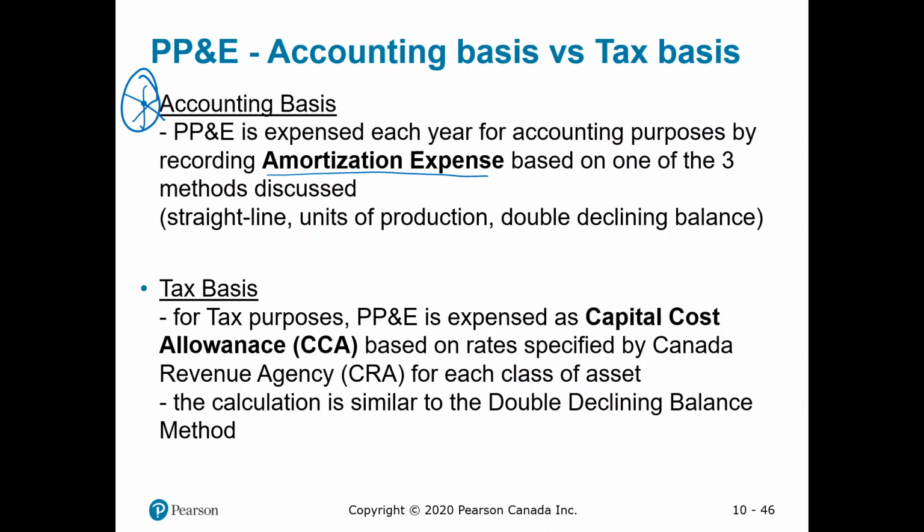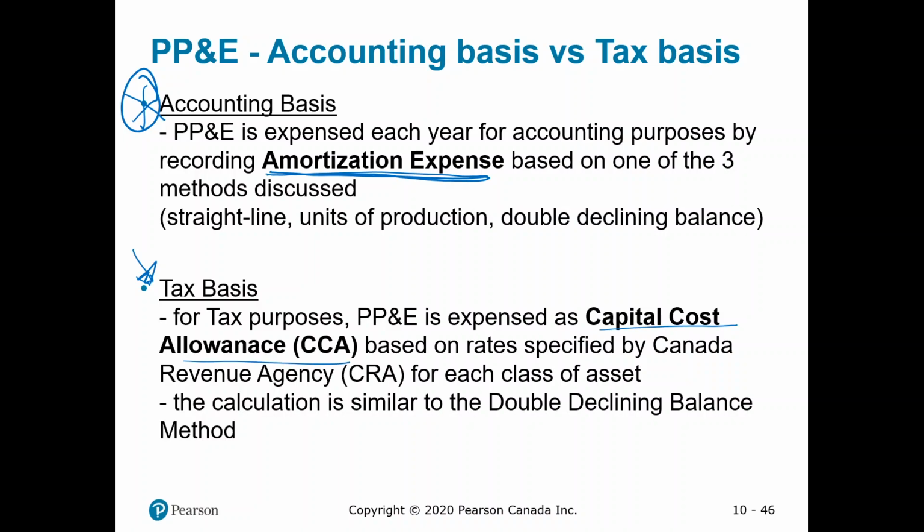But when it comes to tax, there's actually a set way that every company needs to amortize their assets. So when you complete a tax return, you reverse the accounting expense or pretend that you didn't book that expense, and instead you book this amortization, but for tax. And this is actually called the capital cost allowance each year. So for accounting, we call it amortization expense. For tax, we call it the capital cost allowance.